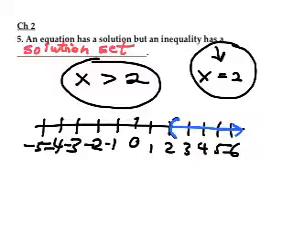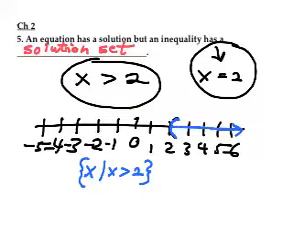And we could write the solution set with set builder notation. It would be like this: x such that x is greater than 2. Or we could use interval notation. It doesn't include 2, but it's 2 to positive infinity. So that's a solution set. It's a whole bunch of stuff.